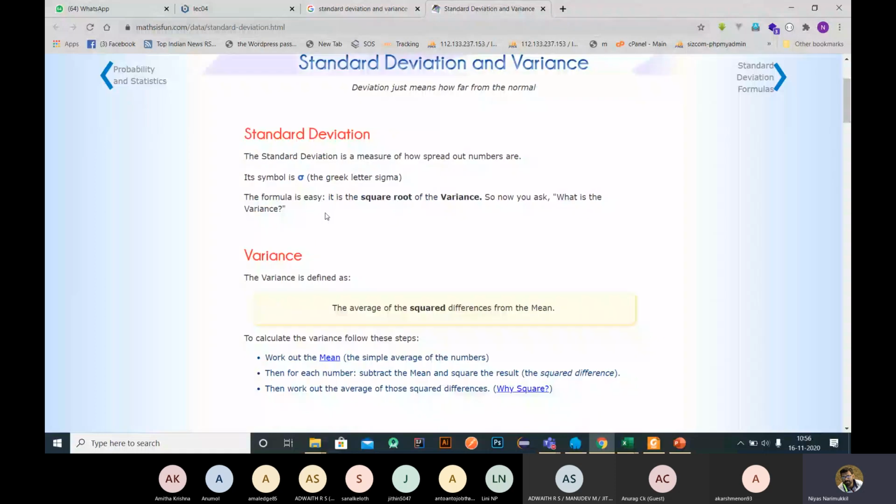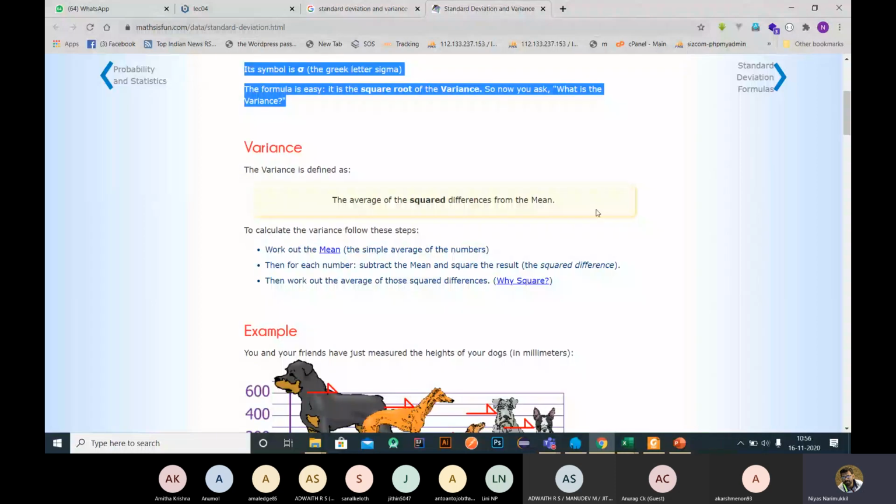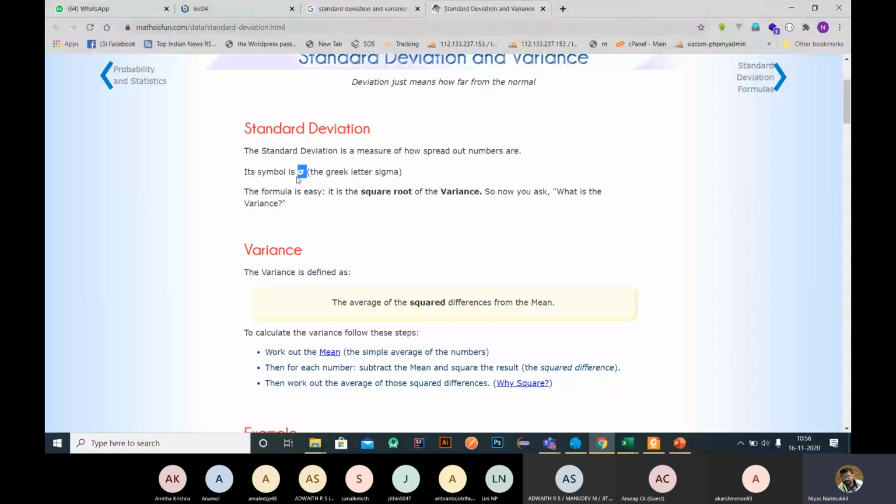With the help of one example I will show you what standard deviation is. It is represented with the symbol sigma, and it is the square root of variance. So if you find the variance, then to find the standard deviation, you just need to find the square root. The square root of the variance is the standard deviation, represented by sigma. So then what is variance? The variance is the average of the squared differences from the mean.